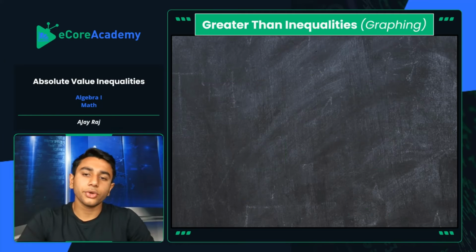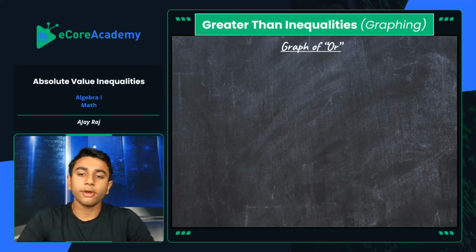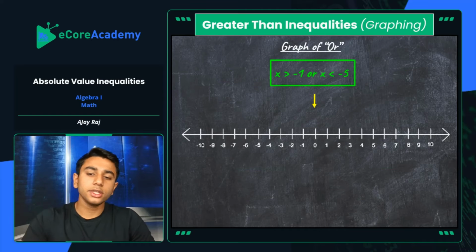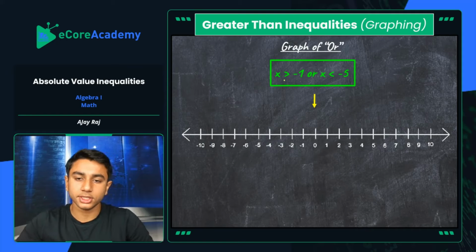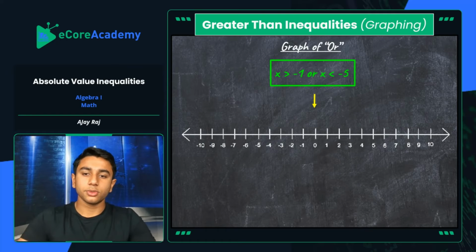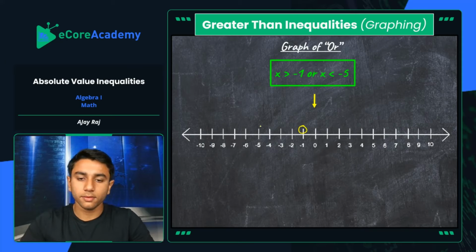All right, now let's take a look at graphing our final slide for this video. So let's take a look at the graph of or with this greater than inequality. With our answer, we have x is greater than -1 or x is less than -5. So let's take a look at the graph. We're going to pinpoint both of our points first. And we're going to put open circles because it's a greater than sign, not less than or equal to. So we're going to circle -1 on this graph, and then we're going to circle -5.